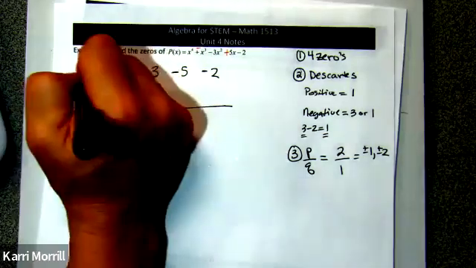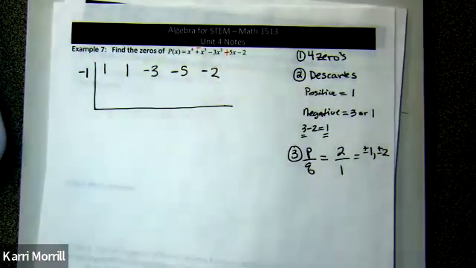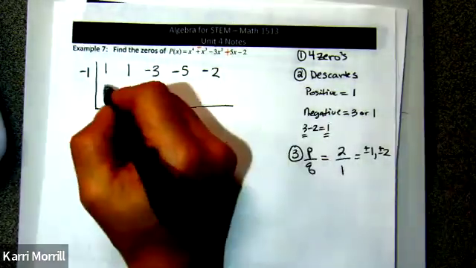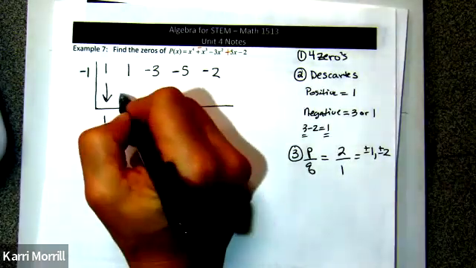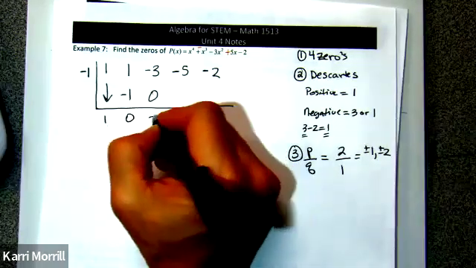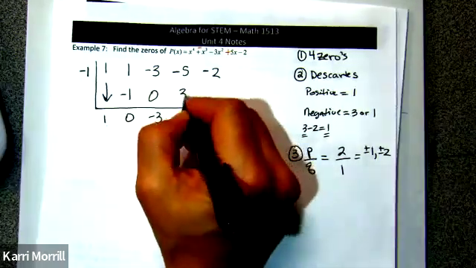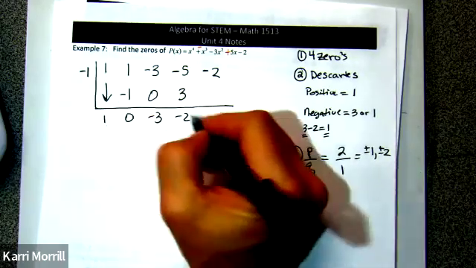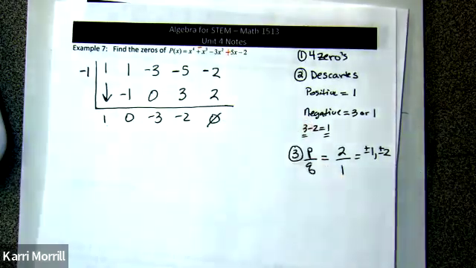So I would start with -1. Number 1 is the smallest number. Number 2, it is a negative. -1 times 1 is -1. -1 times 0 is 0. -1 times -3 is 3. -1 times -2 is 2.